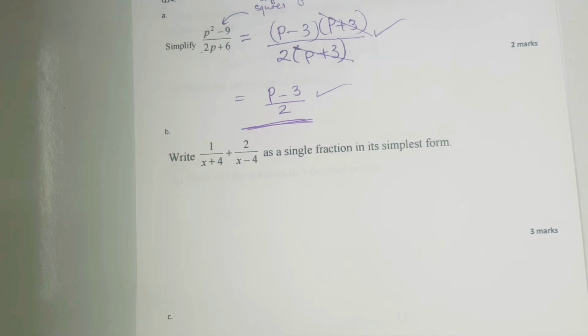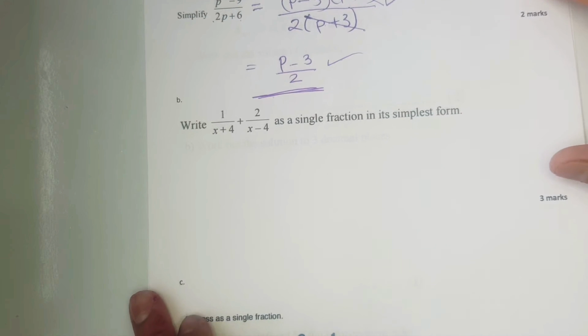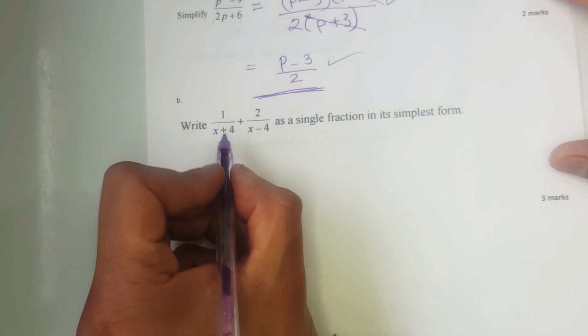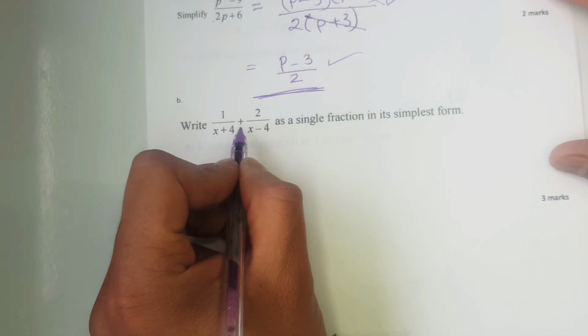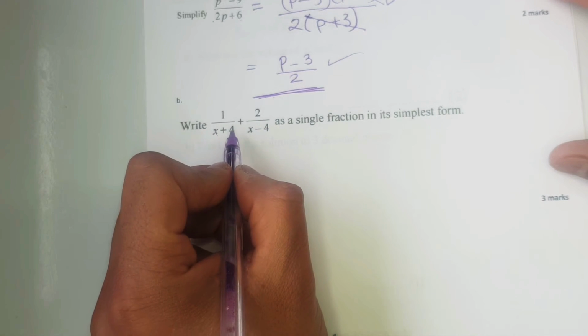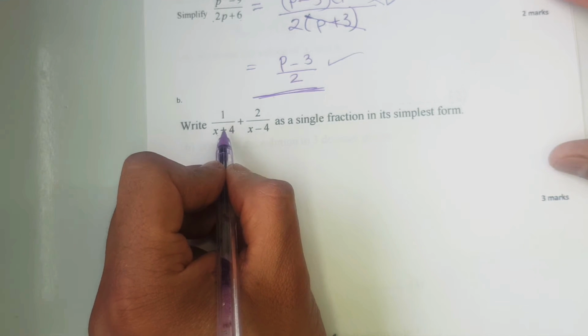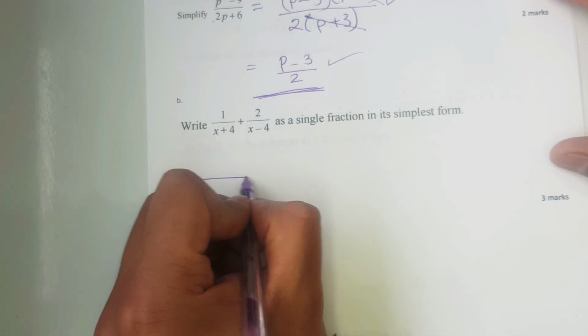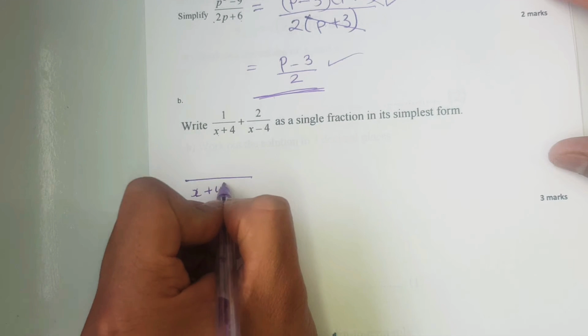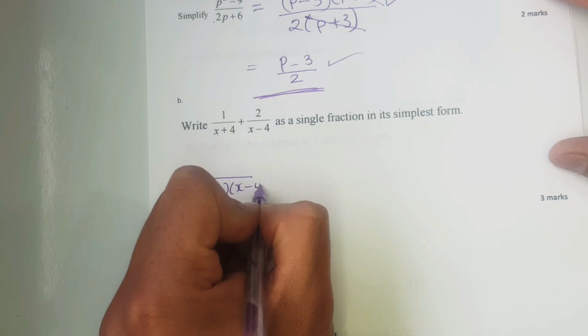Question B. So the question says write 1 over x plus 4 plus 2 over x minus 4 as a single fraction in its simplest form. This is worth 3 marks. So we've got an algebraic fraction here, so we need to make a common denominator. So the first thing we need to try and do is to find out what the common denominator is. In this case, we're simply going to multiply the x minus 4 by x plus 4 here. So our common denominator is going to be this.